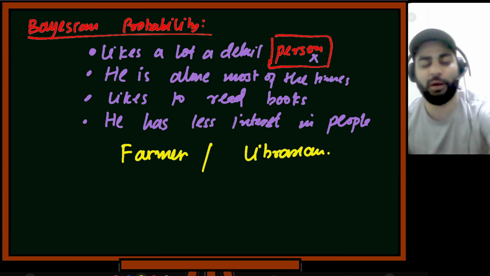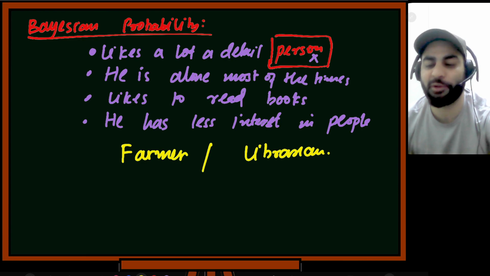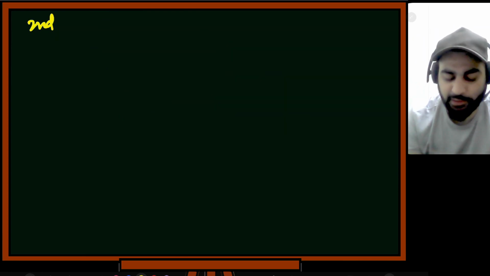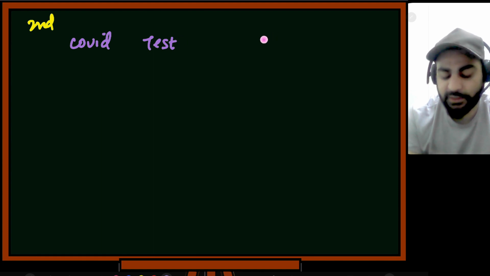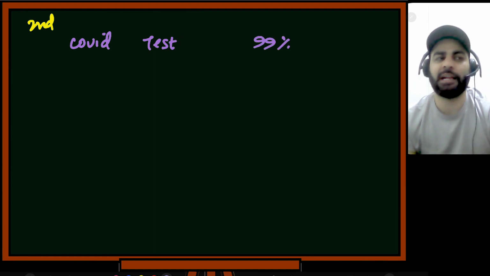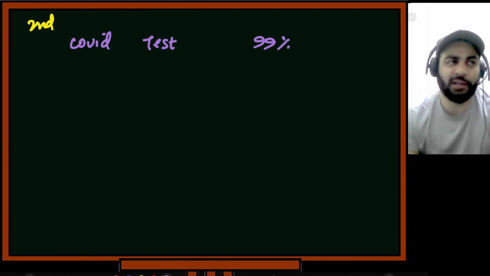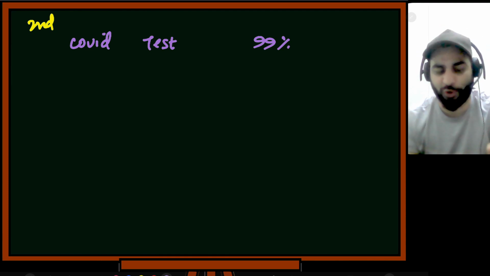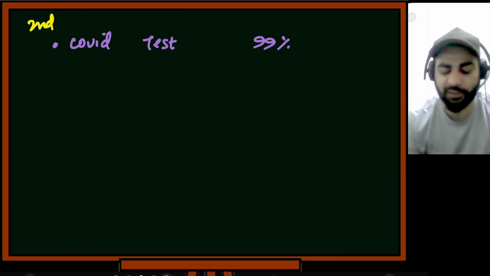Now I want you to tell me, is this guy a farmer or librarian? We'll have a discussion. The second example I want you to focus on: let's suppose there is a COVID test which is 99% accurate. That says that if you perform the test on 100 people, for only one person it will get it wrong. This is what a COVID test is.